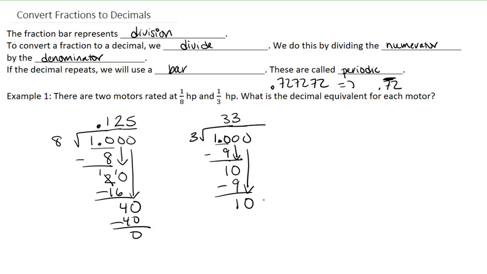We bring down the next 0. 3 can go into 10 3 times. Now 3 times 3 is 9. We subtract, and we're left with 1. Now we can just add another 0, and this can continue on. As you can see, we're always going to have a 3 on the top, and it's just going to repeat forever. So what we're going to do instead is just write the equivalent. For 1/3, the equivalent is 0.33, and we just put a bar over the 33 because it's just going to repeat.